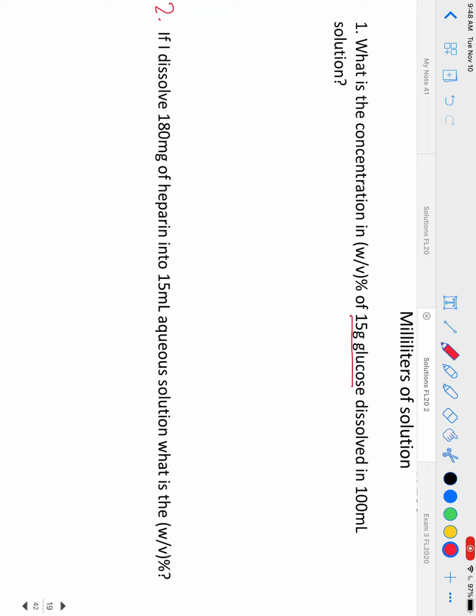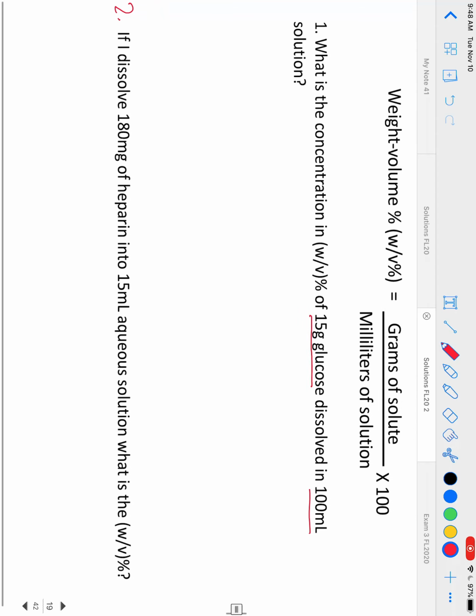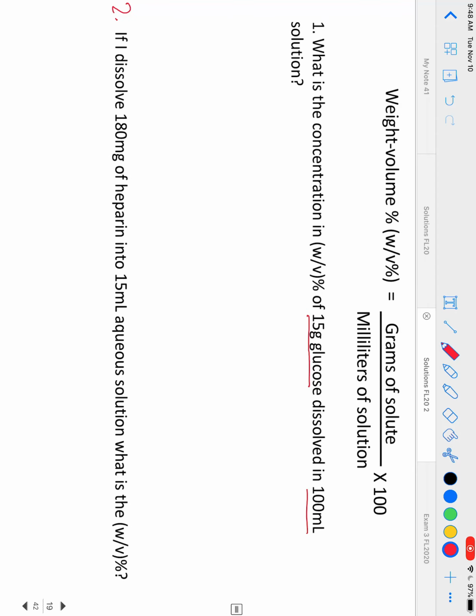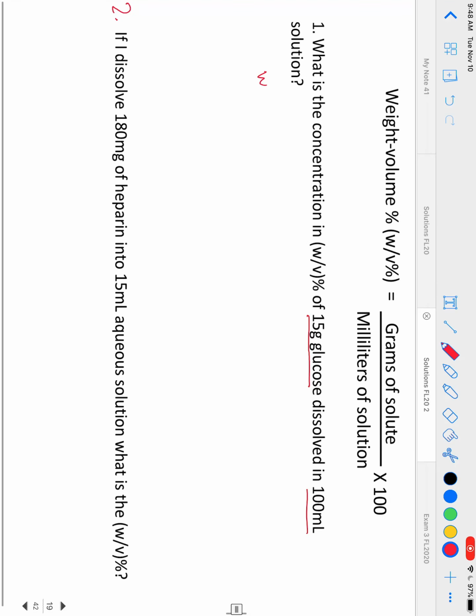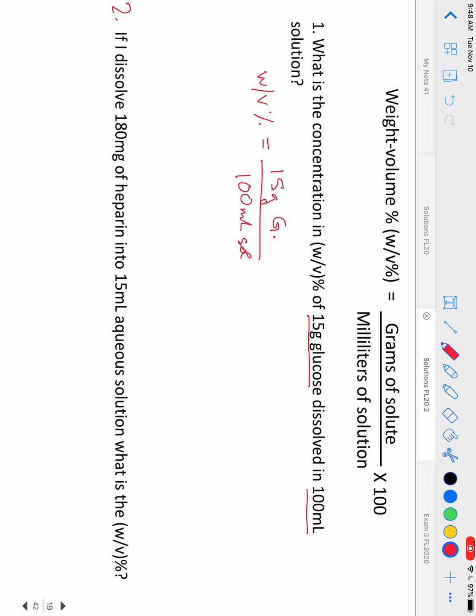What is the concentration in weight volume percent of 15 grams of glucose dissolved in 100 milliliters of solution? So there's our equation. We're going to plug in the pieces we have, and we're solving for the percent. So I'm going to plug in my grams of glucose, I'm going to plug in my milliliters of solution, times 100, get my weight volume percent. So it should be like this. Weight volume percent equals 15 grams, I'm going to do capital G for glucose, divided by 100 milliliters of solution, times 100.